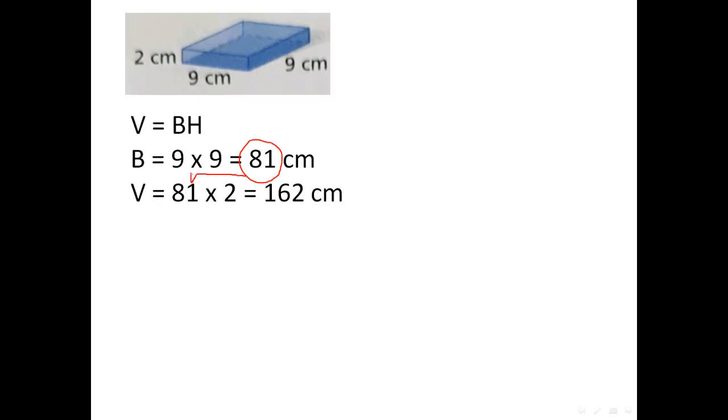So we will take it and multiply by the height. What is the height here? The height here is 2 centimeters. So 81 multiplies 2 equals 162 centimeters cubed. Don't forget to put the unit. So in the area here, we have to put the units. The unit is squared. And here, what is the unit for the volume? Cubed. Excellent. Let's go to the next question.